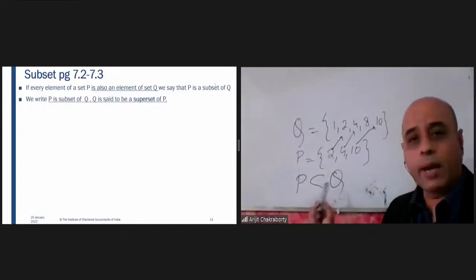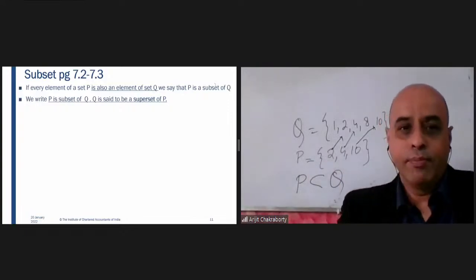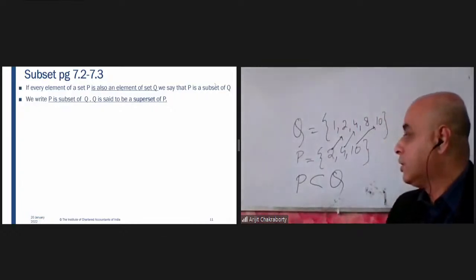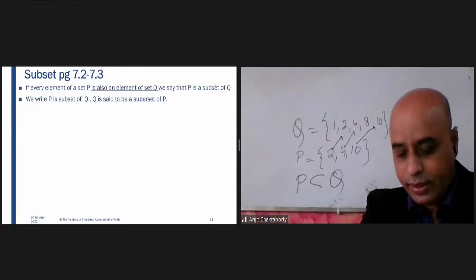And therefore, Q becomes the superset of P. So it's the opposite relation. P and Q have a relation, and P is the subset of Q. Q becomes the superset of P, right?